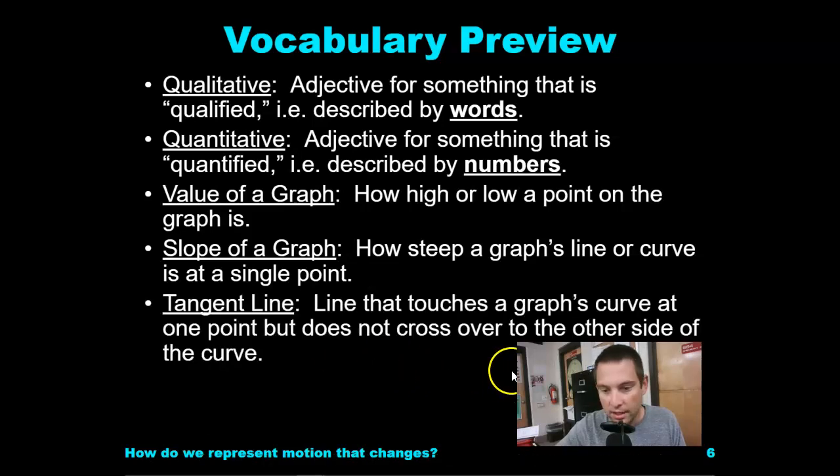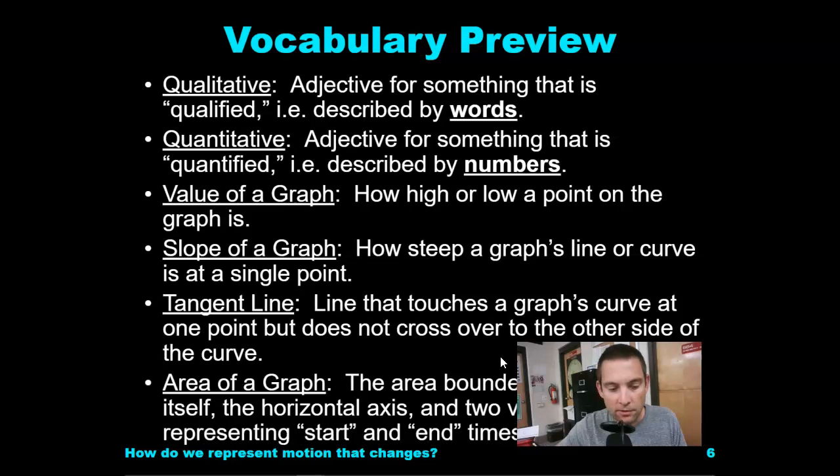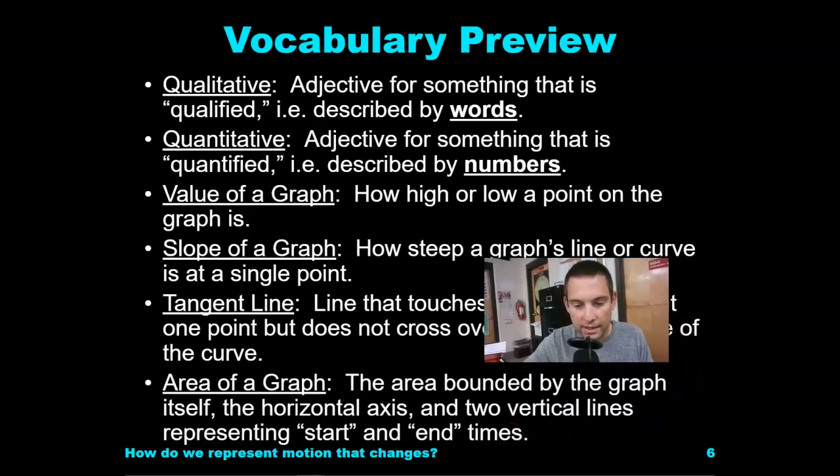A tangent line is a line that just barely touches a graph's curve at one point but does not cross over to the other side of the curve. And an area on a graph is the area bounded by the graph itself, its horizontal axis, and two vertical lines representing start and end times.